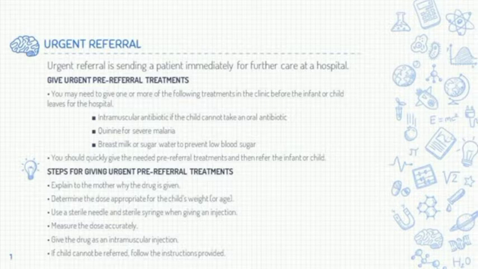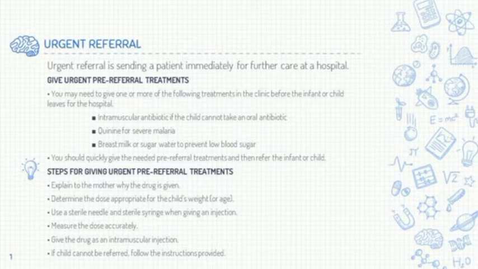There are 3 urgent pre-referral treatments given to the child. First is intramuscular antibiotic if the child cannot take an oral antibiotic, quinine for severe malaria, and breast milk or sugar water to prevent low blood sugar. These pre-referral treatments give the first line of care and action in treating the child and prevent a worst-case scenario from happening, hence preserving life during the referral process.